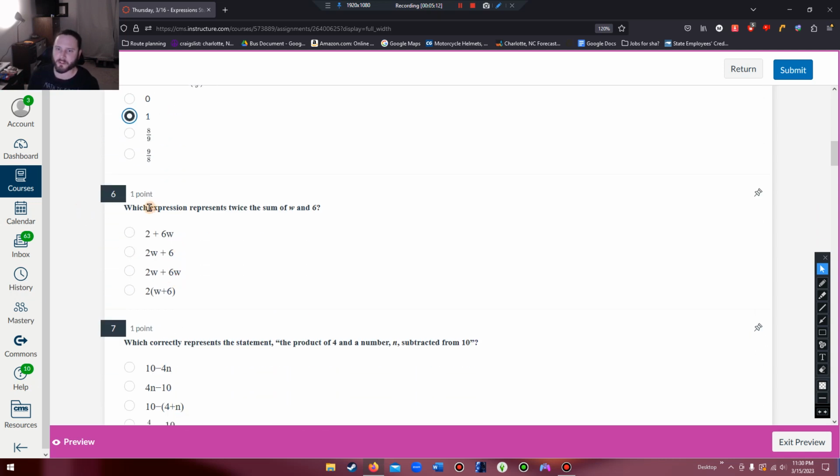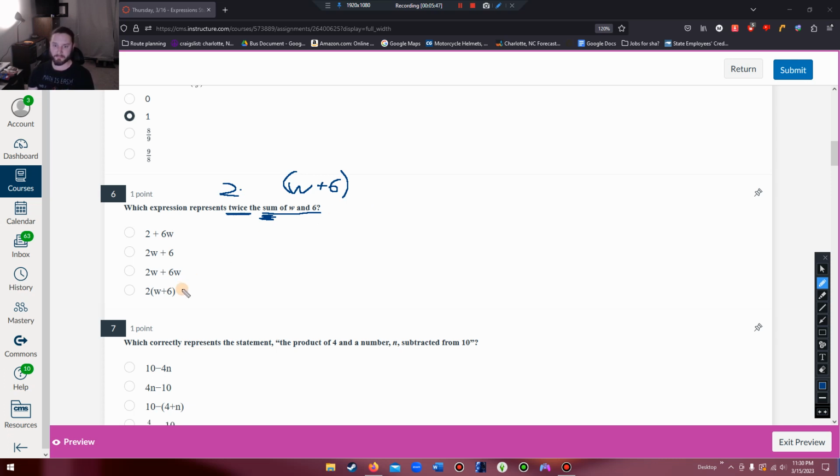For number 6, which expression represents twice the sum of W and 6? So let's break this down. We have twice the sum, okay, so twice of the sum of something. So we're doing 2 times, so 2 times is going to be in there. And then it says the sum of W and 6. So we're doing 2 times W and 6 combined. And since it used the word sum, I'm going to include parentheses.